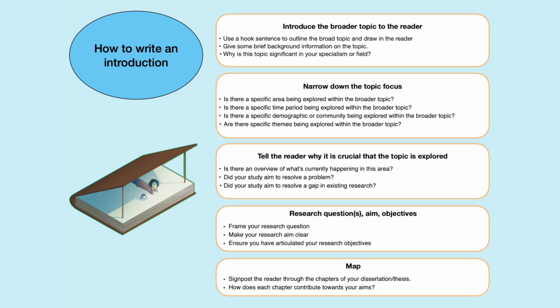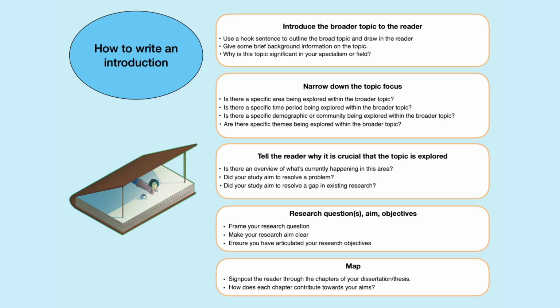Introduce the broader topic to the reader. Use a hook sentence to outline the broad topic and draw in the reader, something short, snappy, catchy. Give some brief background information on the topic. This is where you'll introduce the literature. And then think about why this topic is significant in your specialism or field.